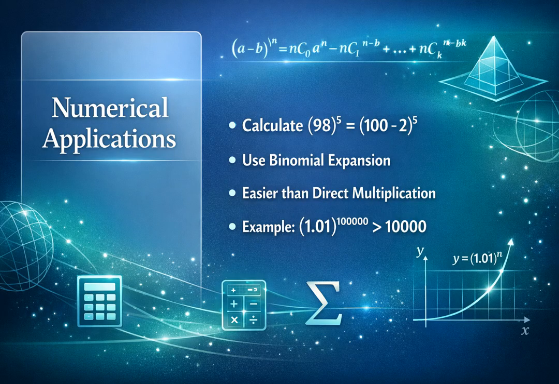Numerical applications are powerful. To calculate 98 to the 5, write it as (100 minus 2) to the 5. Use the binomial expansion. This is much easier than direct multiplication. Another example, 1.01 to the 100 is greater than 100, which we can prove using just the first few terms.